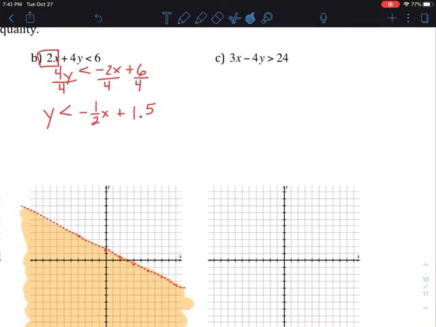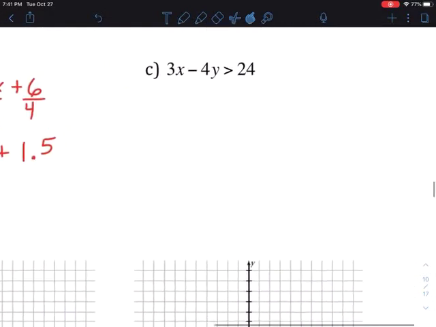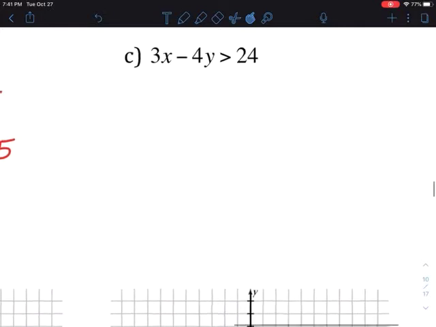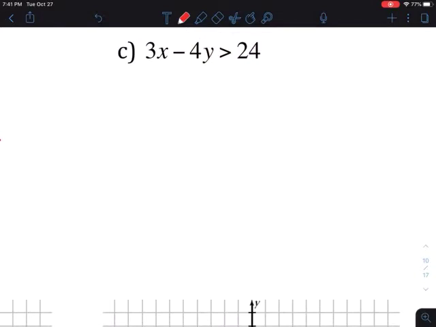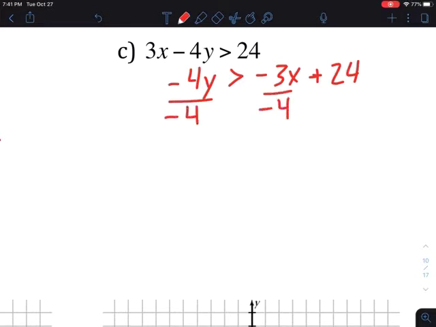This is actually where our golden rule is finally going to come up in this problem. We need to get y by itself. So first we're going to subtract 3x. Then we need to divide by -4. This is where the golden rule comes in. We just divided everything by a negative number, so we need to flip the symbol.